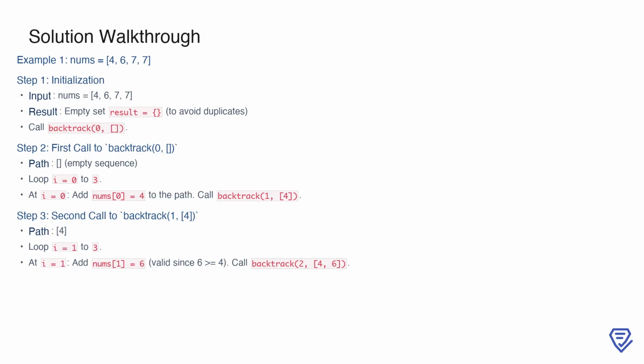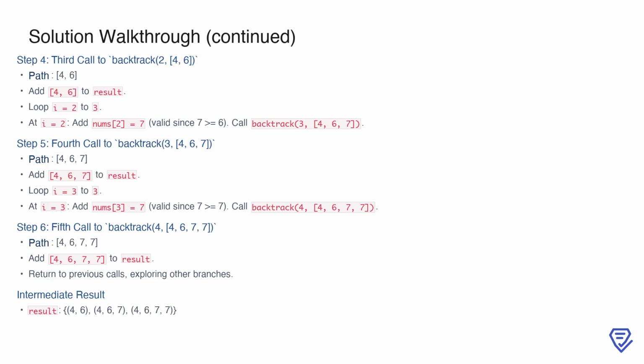At index 0, we add the first element, 4, to the path since it's a valid starting point. This leads to a recursive call of backtrack, now with the updated path, 4, and starting at index 1. In the next recursive call, the path is 4, and we iterate from index 1 onward. At index 1, we encounter 6, which can be added to the path because it's greater than or equal to the last element in the path, 4. This results in another recursive call with the updated path, 4, 6.